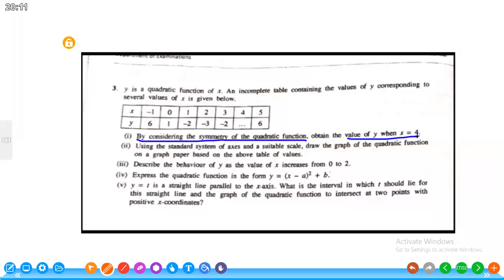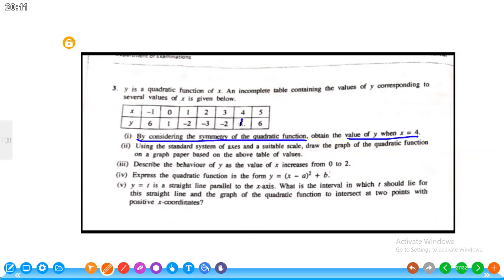How to find the value of y when x is equal to 4? According to the table, I already said, right? If the graph is symmetric, both sides of the graph are equal to each other. So here 6 also, here 6. So here 1, here also will be 1, right? So when x is equal to 4, y is equal to 1.